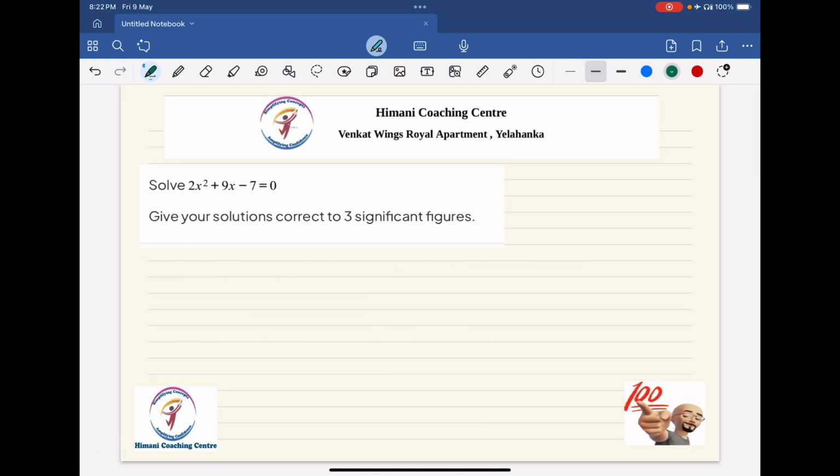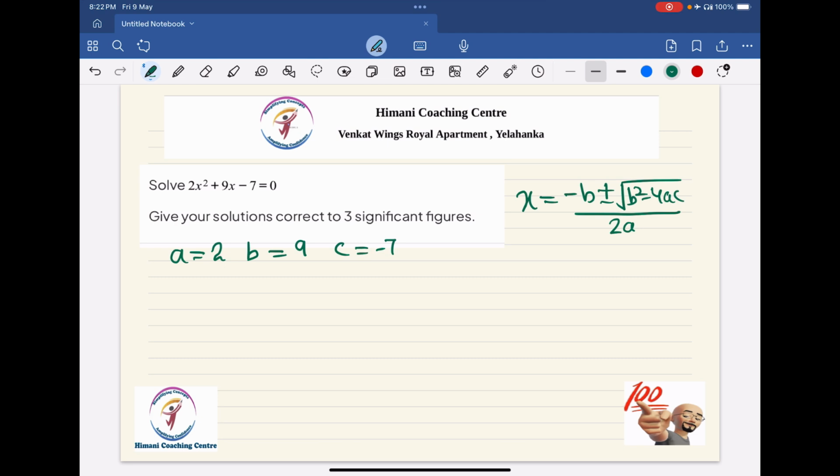Here again the quadratic equation is given. Give your solution correct to three significant figures. So first thing first, x would be found how? By using the formula minus b plus minus root of b square minus 4ac upon 2a. Now what is our a? Coefficient of x square, which is 2. What is b? Coefficient of x, which is 9. And what is c? The constant, which is minus 7.